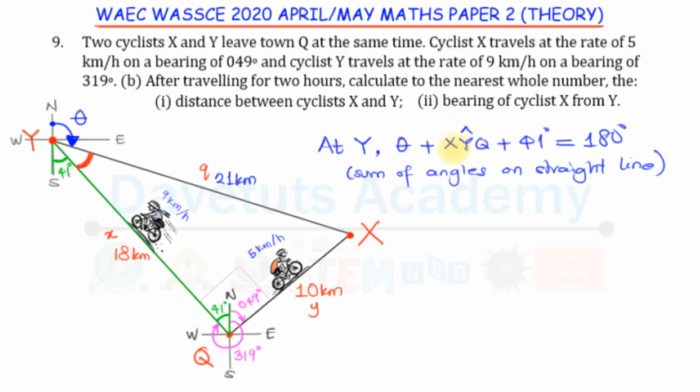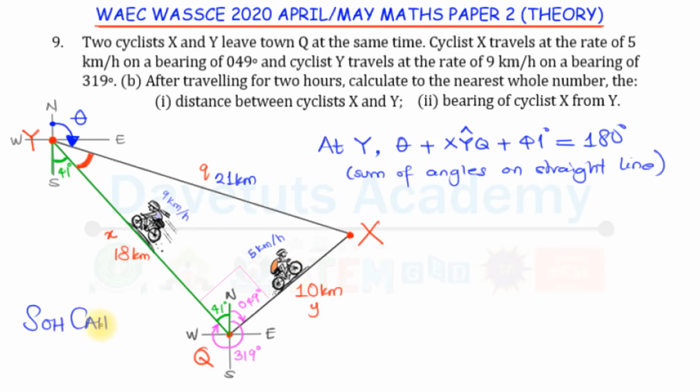How do we find angle XYQ? Look at this triangle. We already know the hypotenuse. We know the opposite to this angle, which is 10 kilometers, which is small y. Then we also know the adjacent, which is 18 kilometers. But we are looking for this angle. So what do we want to make use of that will help us? We can make use of any of SOHCAHTOA.